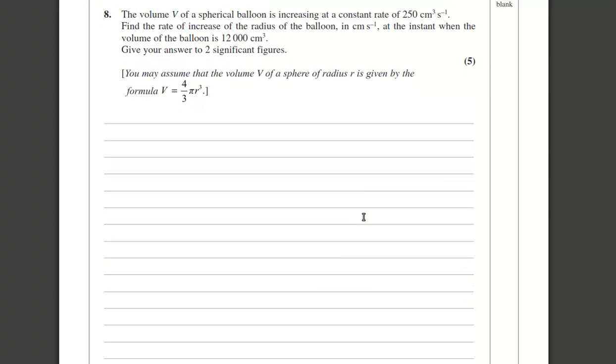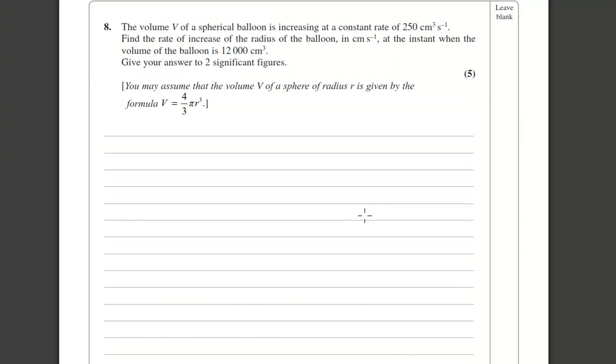Okay, question 8. What have we got here? A spherical balloon. Oh, I quite enjoy these questions, actually, where you've got these rates of change. They're rates of change questions. They almost always involve using chain rule. Okay, we're told the volume of a spherical balloon is increasing at a constant rate.